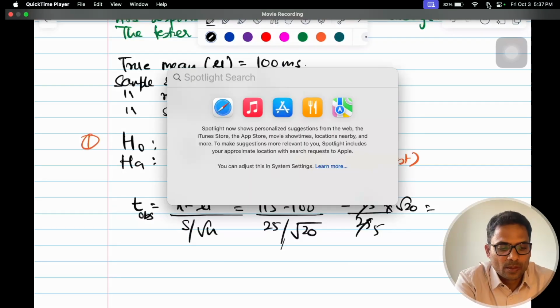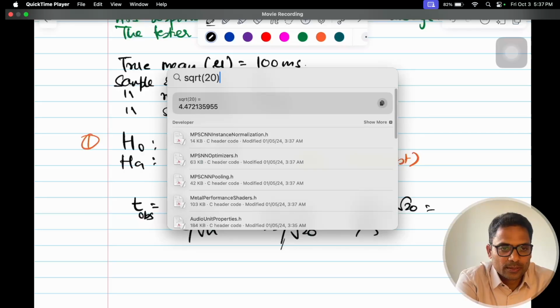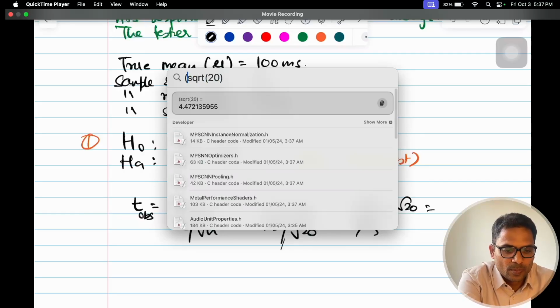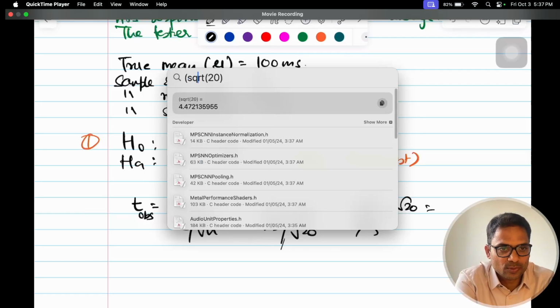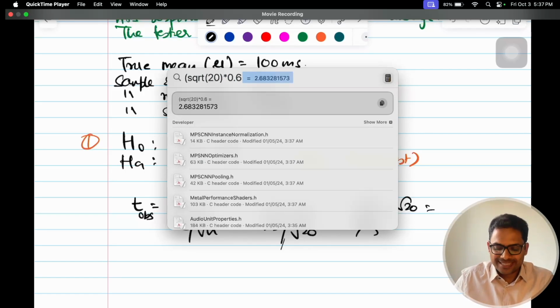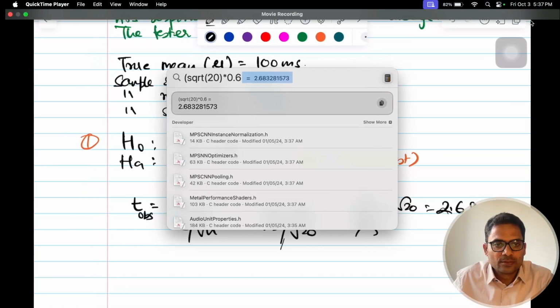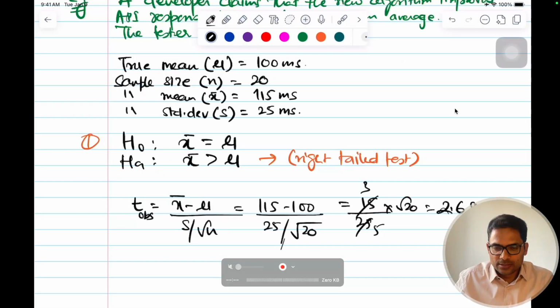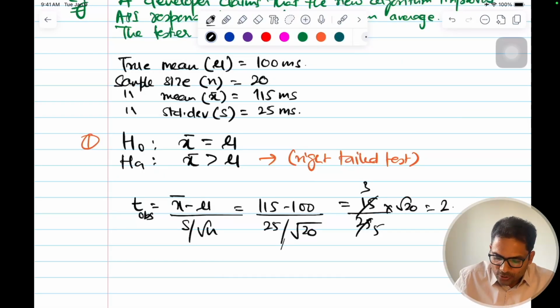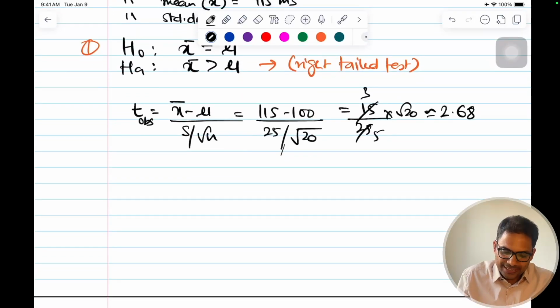Let's see, square root of 20. 3 by 5 is 0.6, so square root of 20 into 0.6. This comes to 2.68, approximately. So this is what we calculated. So your t observed is 2.68.